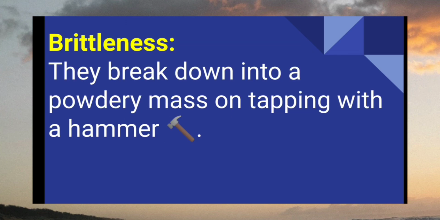So first is brittleness. Brittleness means non-metals can break down into a powdery mass on tapping with a hammer. When we take any non-metal object and tap on it, it converts into powder. This property of non-metals is called brittleness.